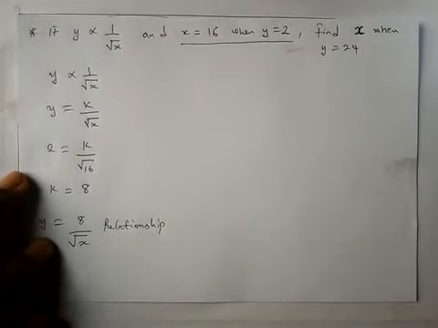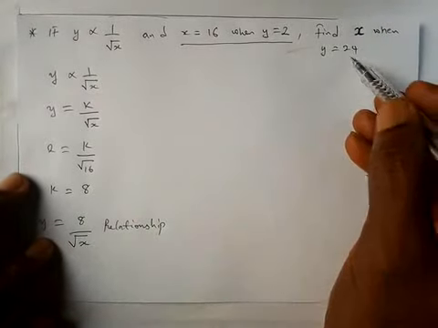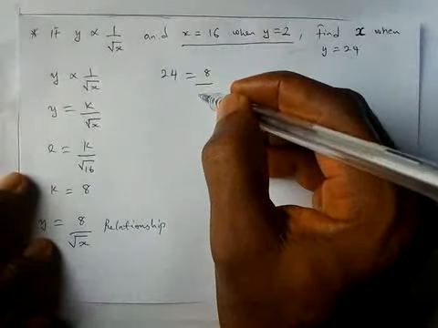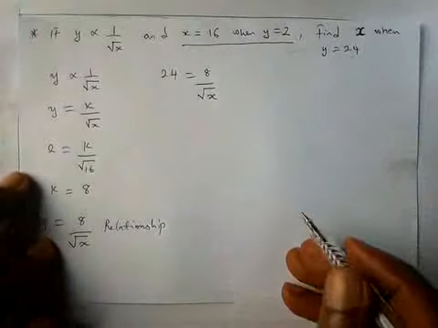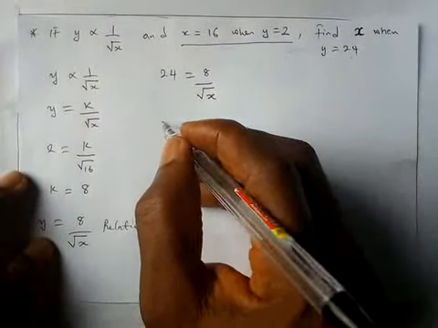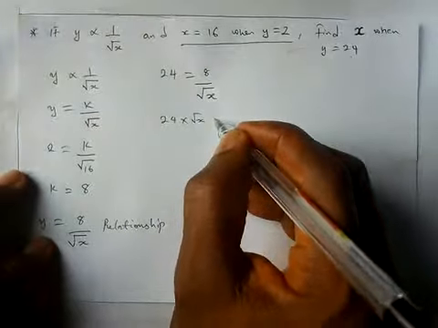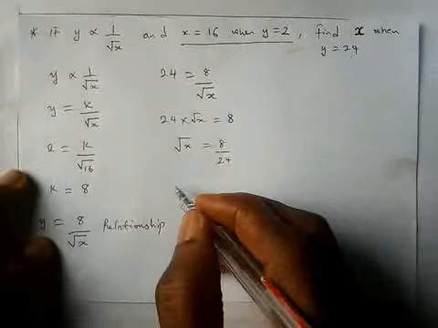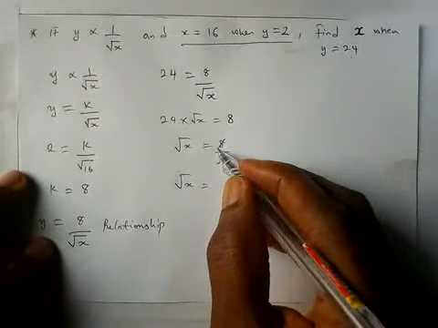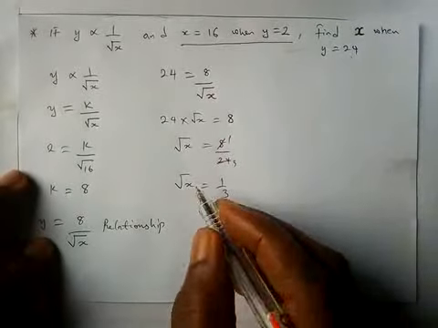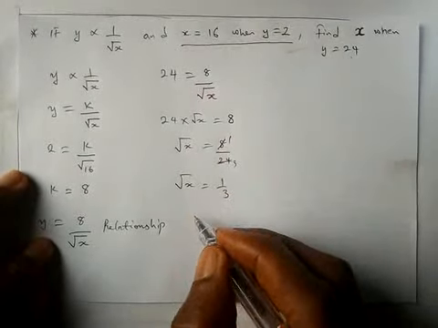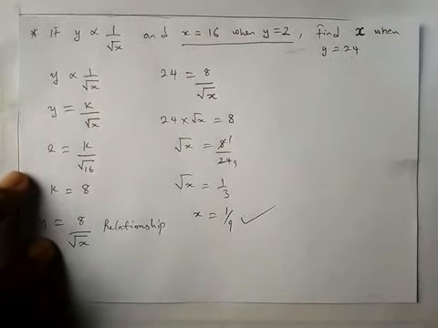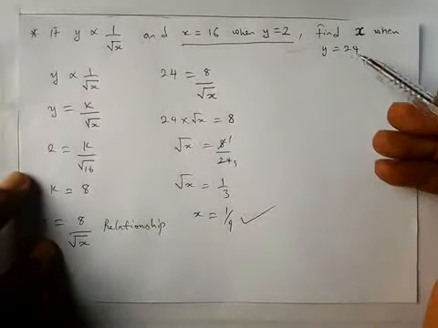Okay, now with the relationship, we can now find x when we are given y to be 24. So put 24 here. 24 is equal to 8 over the root of x. Okay, if you cross multiply, 24 times root x is equal to 8, meaning that root x is equal to 8 over 24. Root x is equal to 1 over 3. To get x, and this is square root, we square both sides, x is equal to 1 over 9. Okay, so x is equal to 1 over 9 when y is equal to 24.